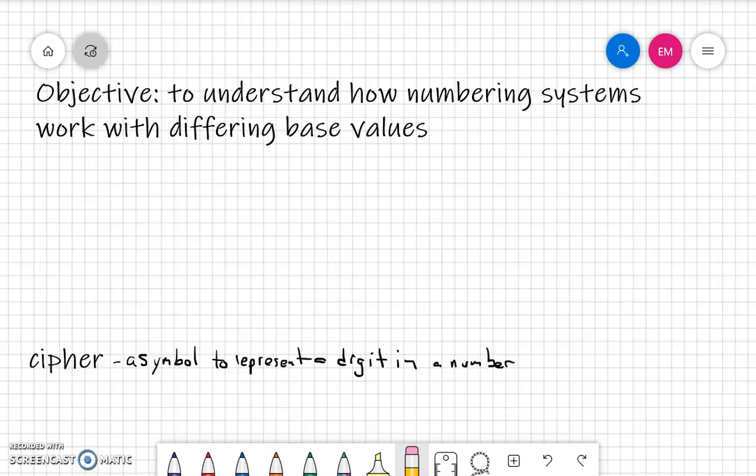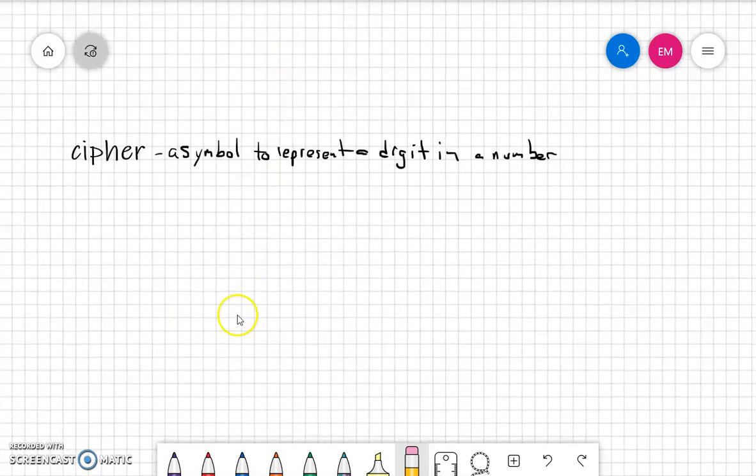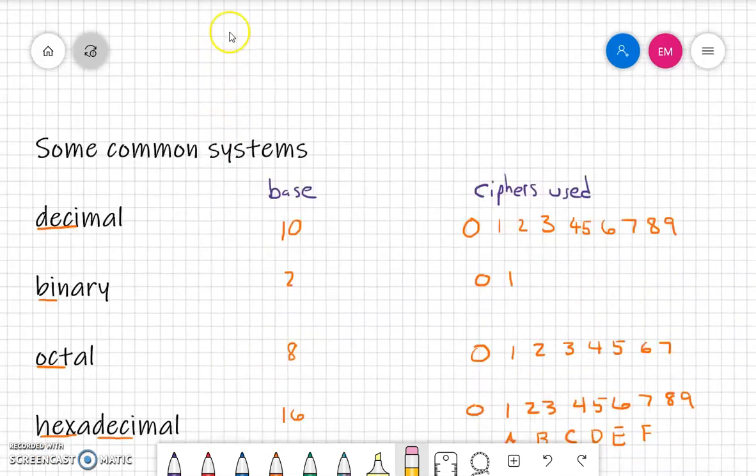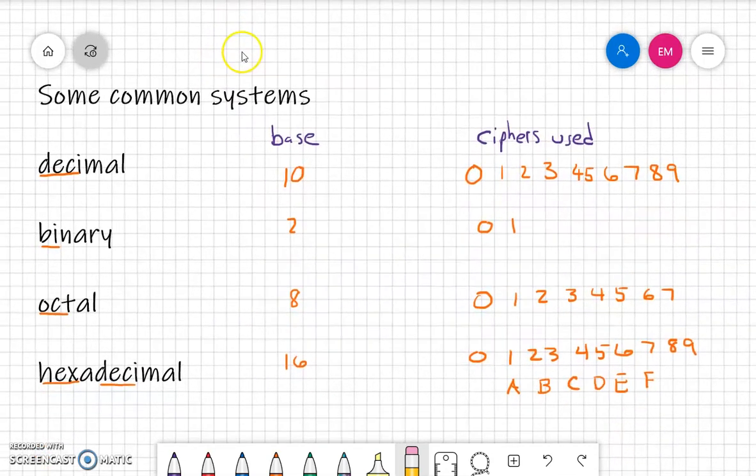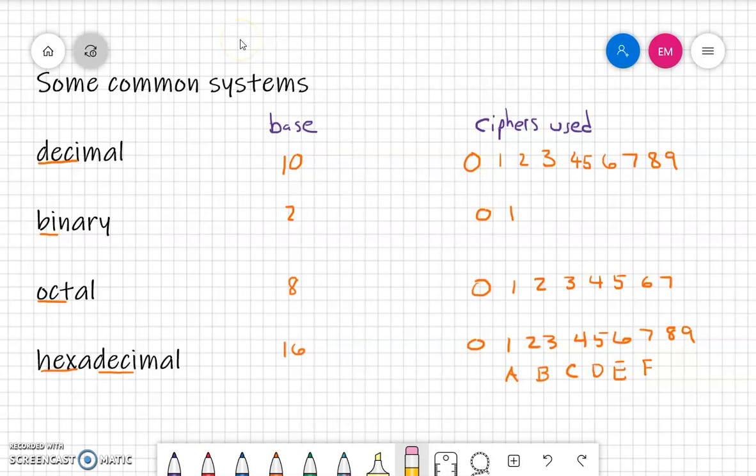Okay there, class. We had just left off with understanding a little bit about how numbering systems work. Specifically, we were looking at something called a cipher and how a cipher is used to represent digits in a number. Let me scroll down here. Just recall some things we had learned. We had learned about 4 different systems, and again, there's many more than this that we could use. These are some commonly used ones.